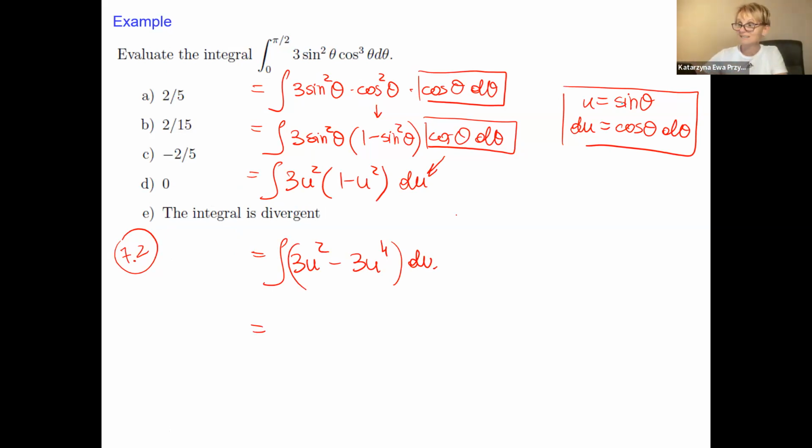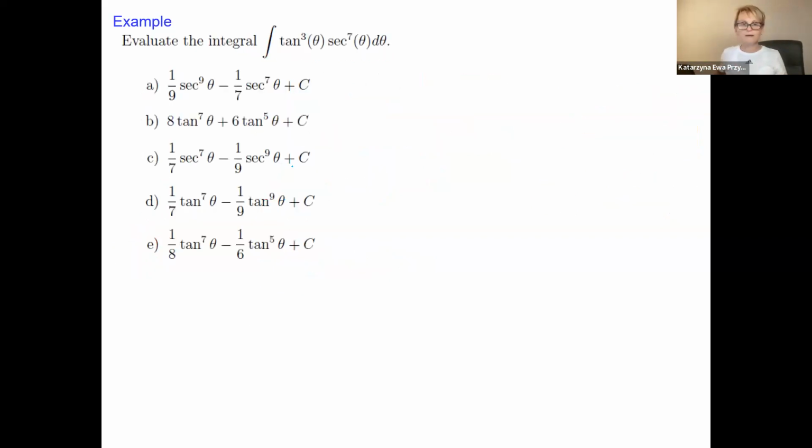New limits? If theta is 0, what is sine of 0? If theta is 0, u will be sine of 0. If theta is pi over 2, u is sine of pi over 2. This is 0, this is 1. You can do it. Okay, now from 0 to 1.